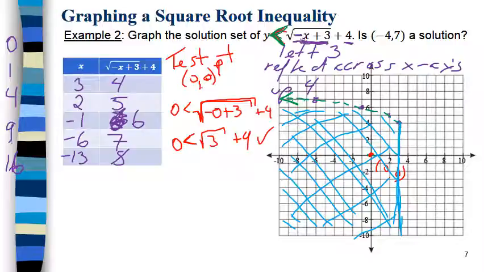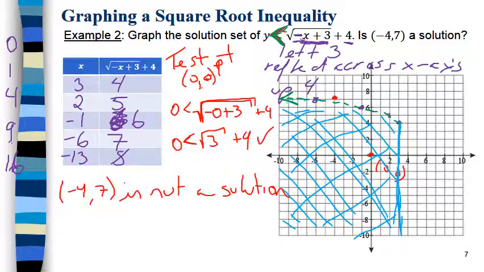So when we look, is negative 4, 7 a solution? If we look for negative 4, 1, 2, 3, 4, 5, 6, 7, we can see that negative 4, 7 is just above the function. So negative 4, 7 is not a solution because it is not in the shaded area.